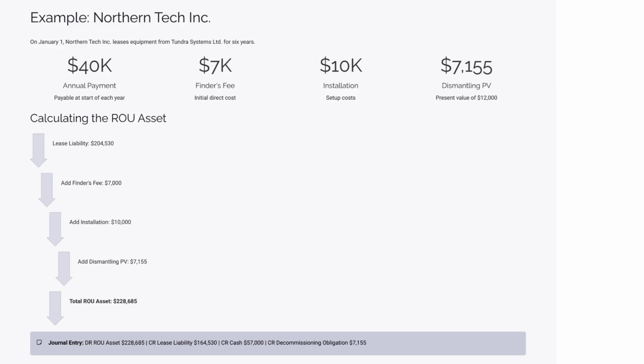The initial lease liability is calculated at $204,530, so the ROU asset includes $204,530 plus $7,000 plus $10,000 plus $7,155 equals $228,685. The first $40,000 payment reduces the lease liability, and the journal entry is debit ROU asset $228,685. Credit lease liability $164,530. Credit cash $57,000. Credit decommissioning obligation $7,155. That's how the asset and liability are set up.